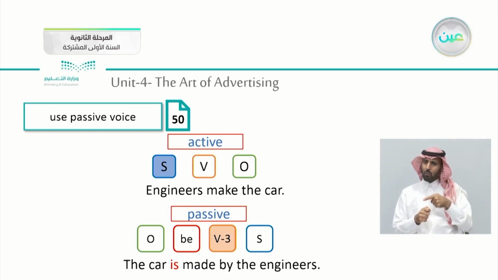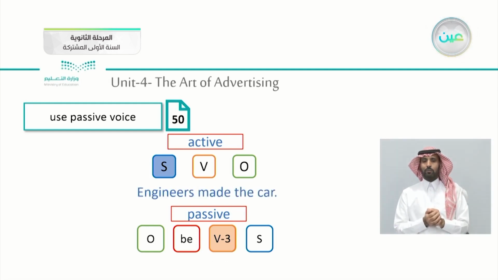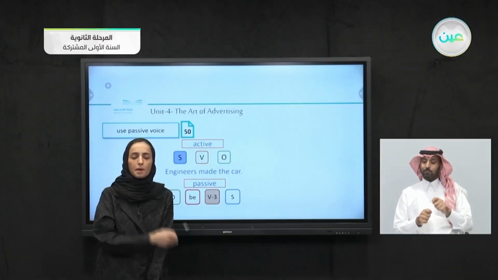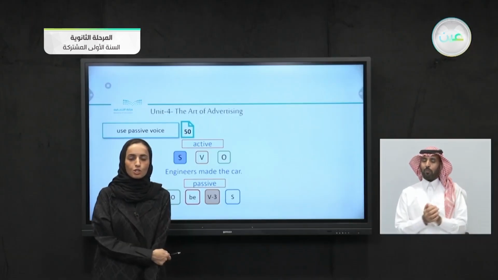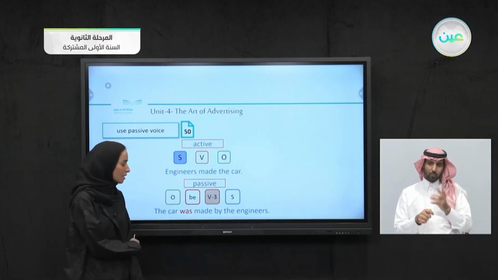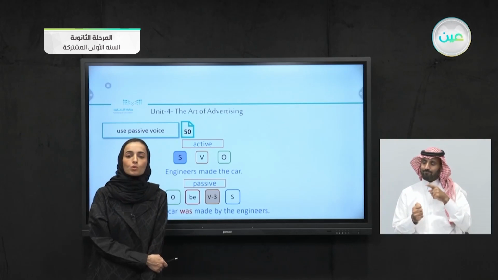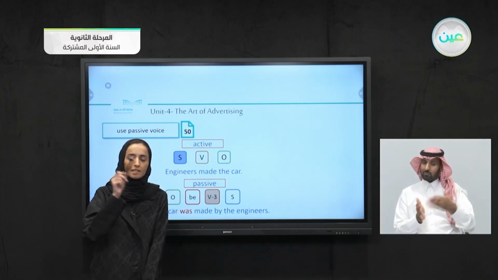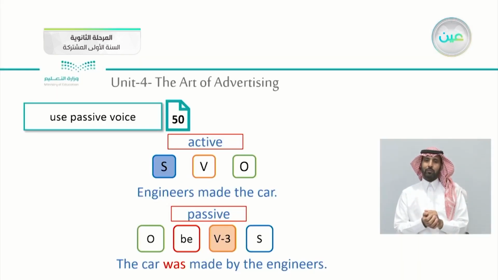Notice the use of the is because I have make, not made. Following, engineers made the car. They made it in the past. Now I can change it into passive. Start with the object, which is the car. The car, not is. This time we will use was made. Made, past. Here we have past. Use the past.